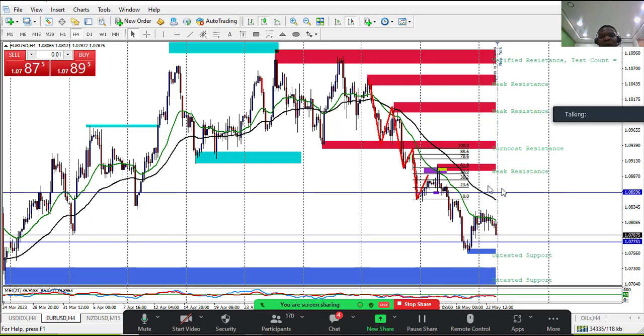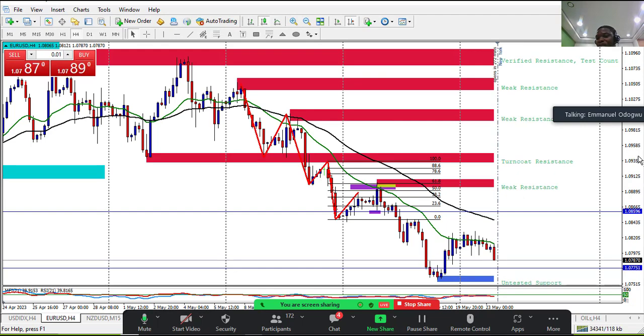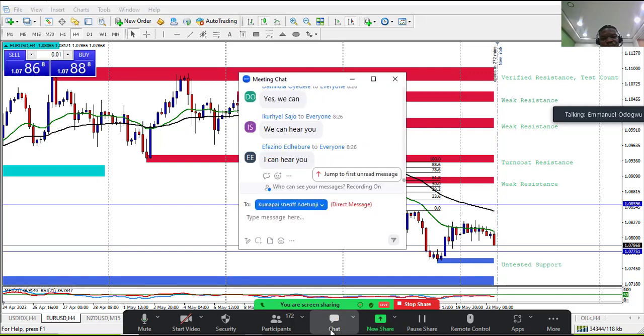As you can see, we already have a shift on Euro USD, right? So Euro USD is purely going down. We are categorically stating this so that you will stop doing buying, right? For those of us doing swing trading, you will stop.